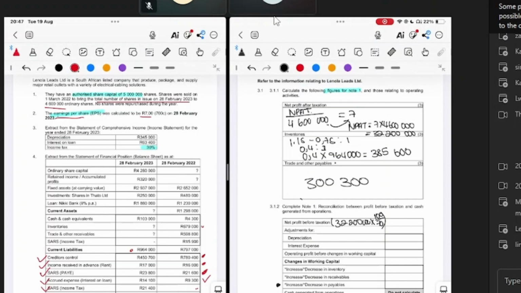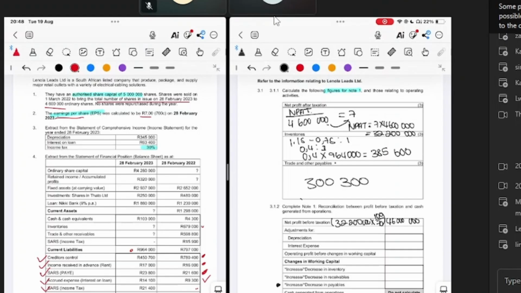So that's how you get your net profit before tax. You take your net profit after tax times 100 divided by 70. What you have, you put at the top; what you're looking for, you put at the bottom. Times 100 divided by 70, and that will give us 46 million. Then we continue.